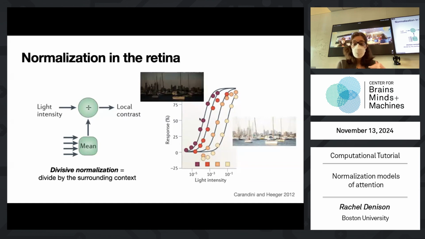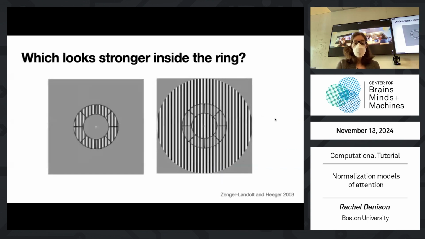Okay, let's move on down the visual pathway, and actually do a kind of perceptual demo. So what do you think? If you look at these two images, one on the left and the one on the right, which one looks stronger inside the ring? Left looks stronger? Everyone raise your hand for left. You got left, mostly. And anyone for right? No? And I got Zoomer saying left. Okay, so the left looks stronger.